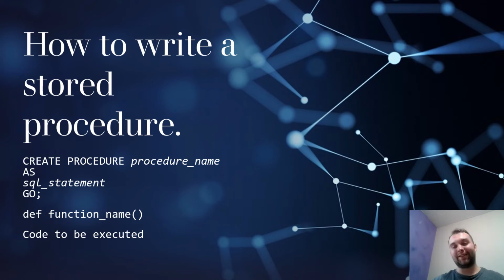How do you write a stored procedure? To write a stored procedure, you write create procedure. If you're familiar with Python, it's basically the same thing as using the define keyword. Then you write the procedure name, just like in Python you would write the function name. Then you write as, and then you write your SQL statement in it. Just like when you're making a function in Python, and I'm aware there's not a colon here, it's for an example. Anyways, you would write the code to be executed.